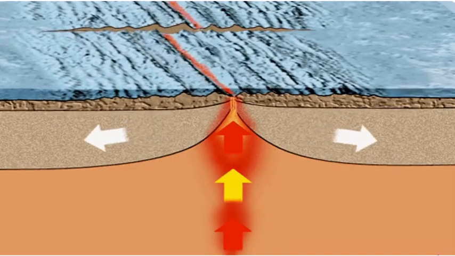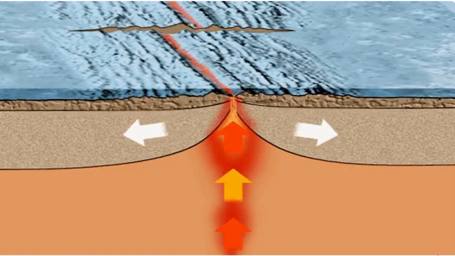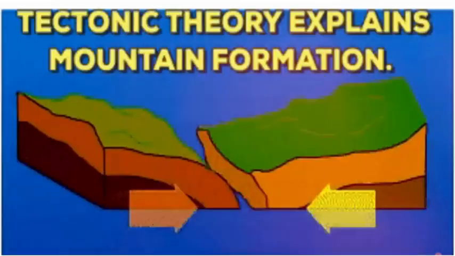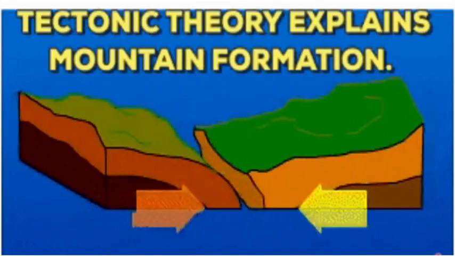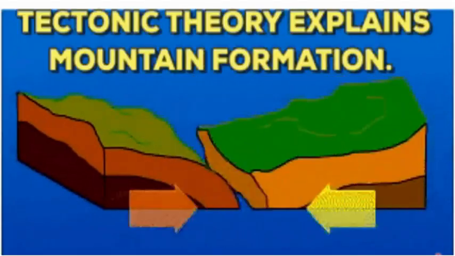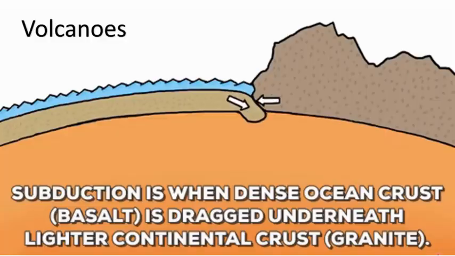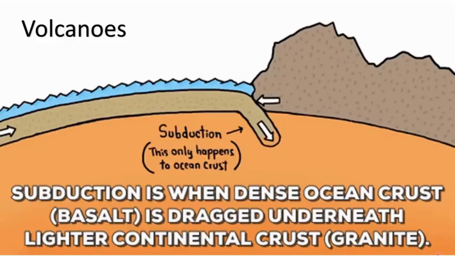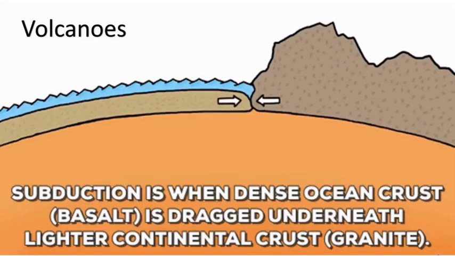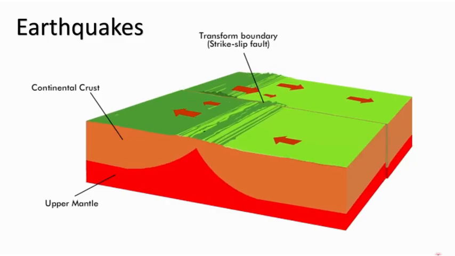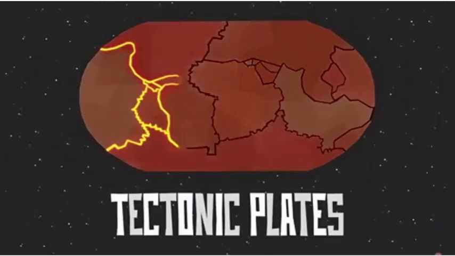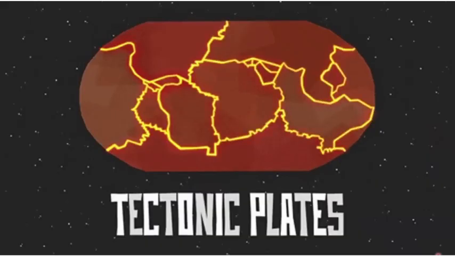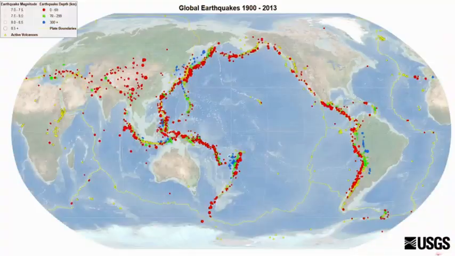This movement is caused by the heat inside the Earth, which creates currents in the mantle that push the plates around. When plates interact, they can cause different geological features and events, such as mountains. When plates collide, they can push up and form mountain ranges. When one plate dives under another, it can create volcanoes, and this process is called subduction. When plates slide past each other or collide, they can cause earthquakes. In summary, class, plate tectonics is the process that drives the movement of Earth's plates, shaping the planet's surface and causing geological events.